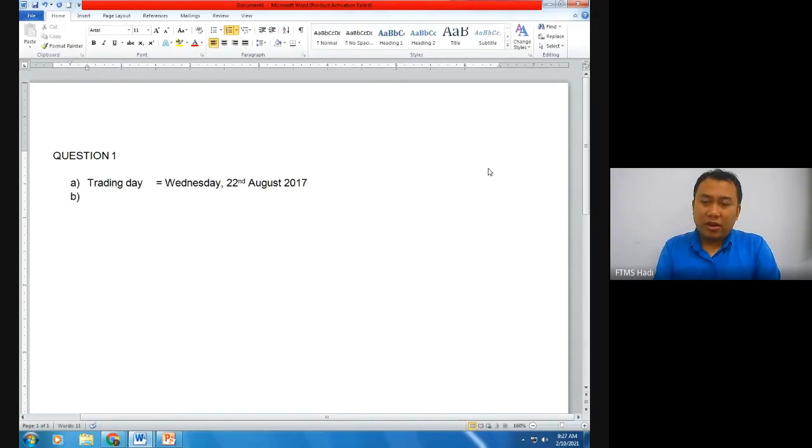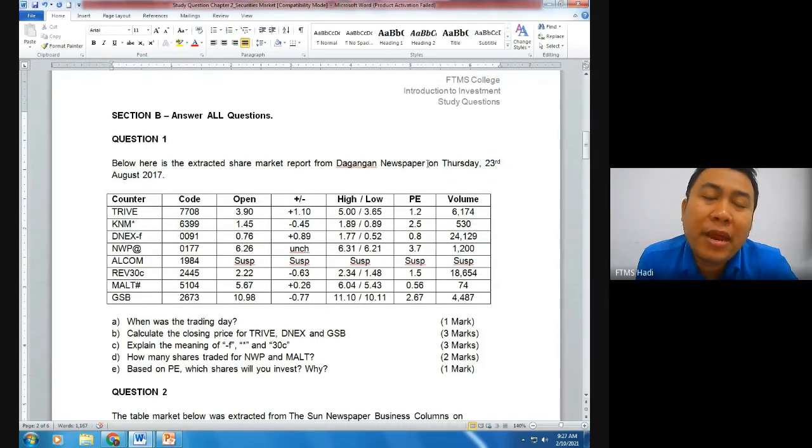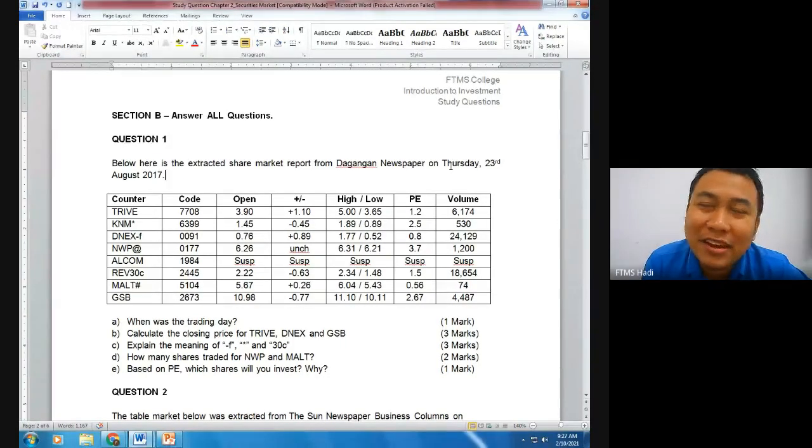I just want to add another question. What happens if the newspaper was on Monday? I repeat, what if the question asks about a newspaper on Monday? If Monday, that means yesterday was Sunday, right? Can we put Sunday as the answer? No, because Sunday was closed. Saturday was also closed. Therefore the best answer was Friday. So you need to calculate manually, let's say if Friday is 23rd, you need to minus.